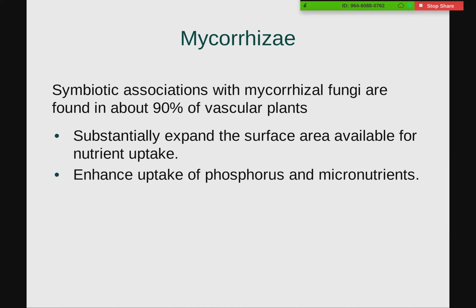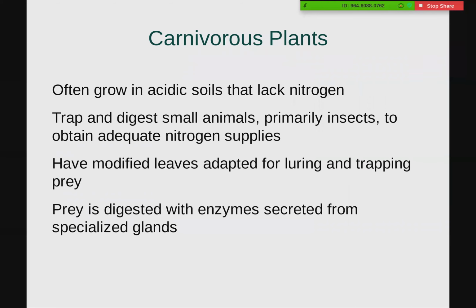Now, as we discussed, these substantially expand the surface area available for nutrient uptake, and they enhance the uptake of phosphorus and other micronutrients. Now, those that don't have these types of symbioses, whether it's mycorrhizae or rhizobium, have actually evolved the carnivorous life cycle, which leads us to the really fun carnivorous plants. Now, these typically grow in very acidic soils that lack nitrogen.